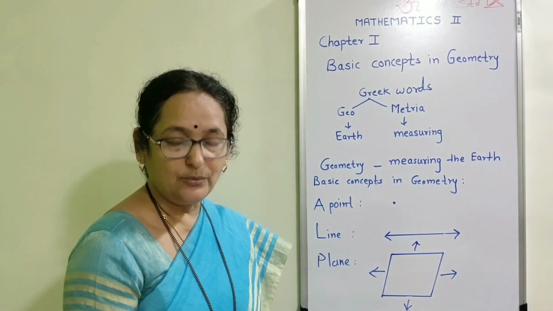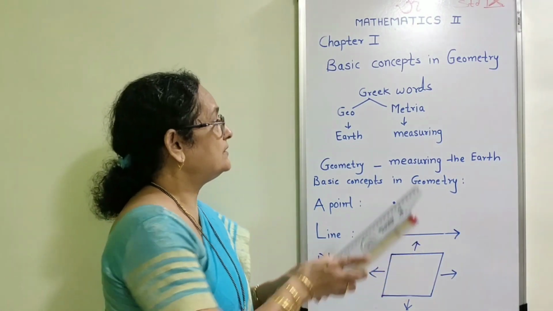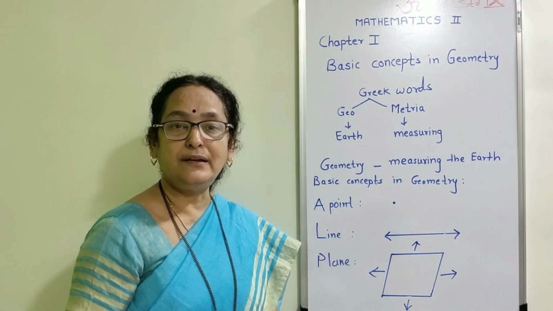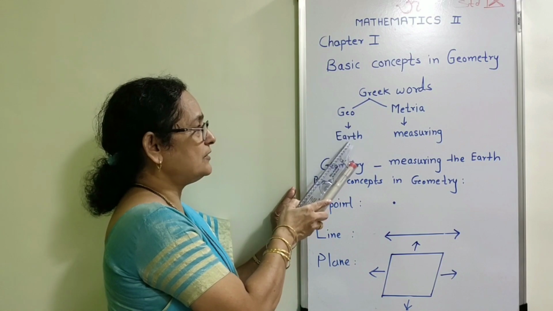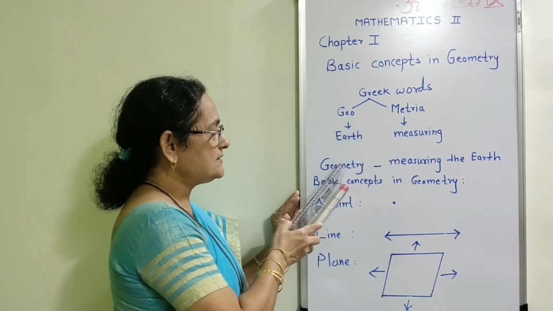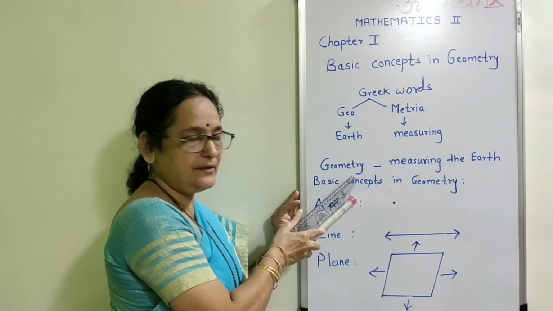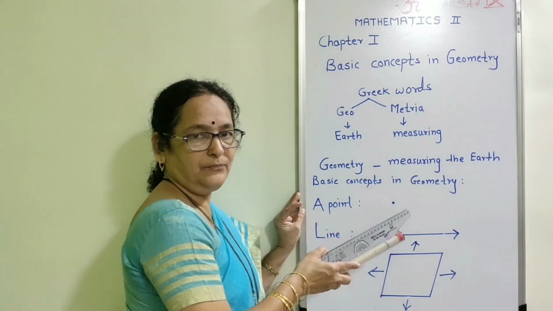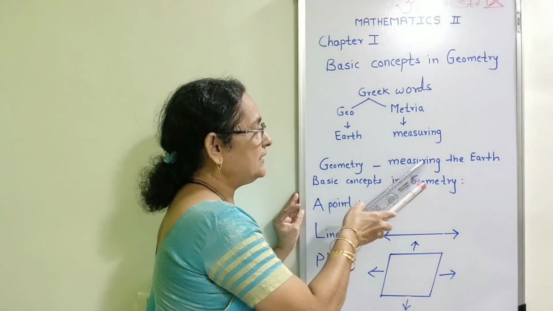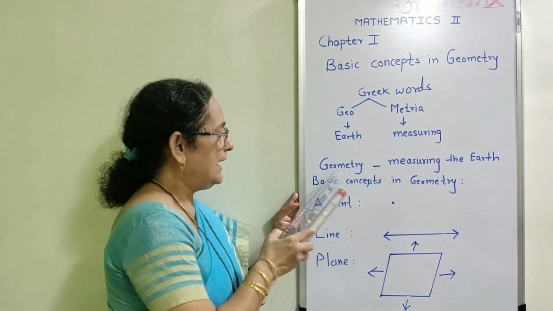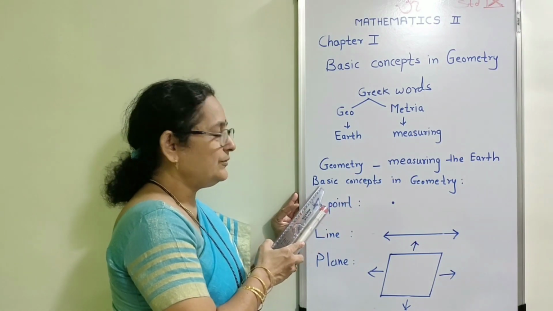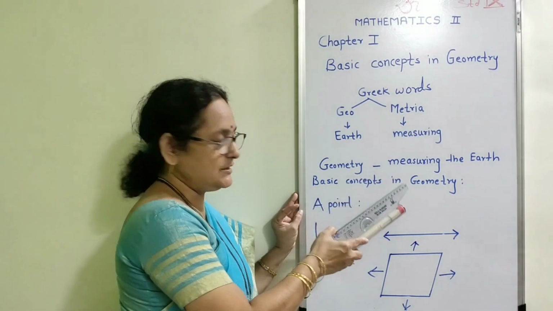First of all, we are going to learn the meaning of the word geometry. Geo and metria, these two are Greek words, and from these Greek words, geo means earth and metria means measuring, and that's why the meaning of the word geometry is measuring the earth. At ancient time, when the people had the need of measurement of earth, at that time this branch of mathematics developed. Now we are going to learn basic concepts in geometry.